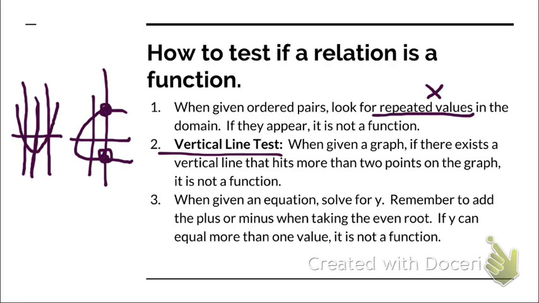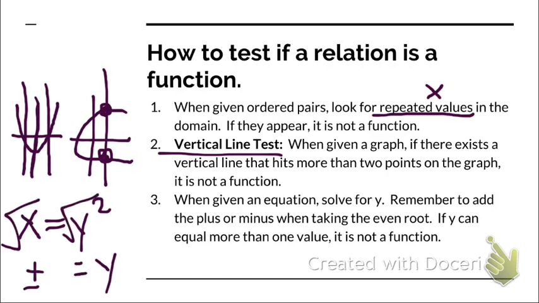So here would be an example of that. Something simple like x is equal to y squared. If I was solving for y by taking the square root of both sides, that means y is equal to plus or minus root x. Alright, let me just erase this part real quick.